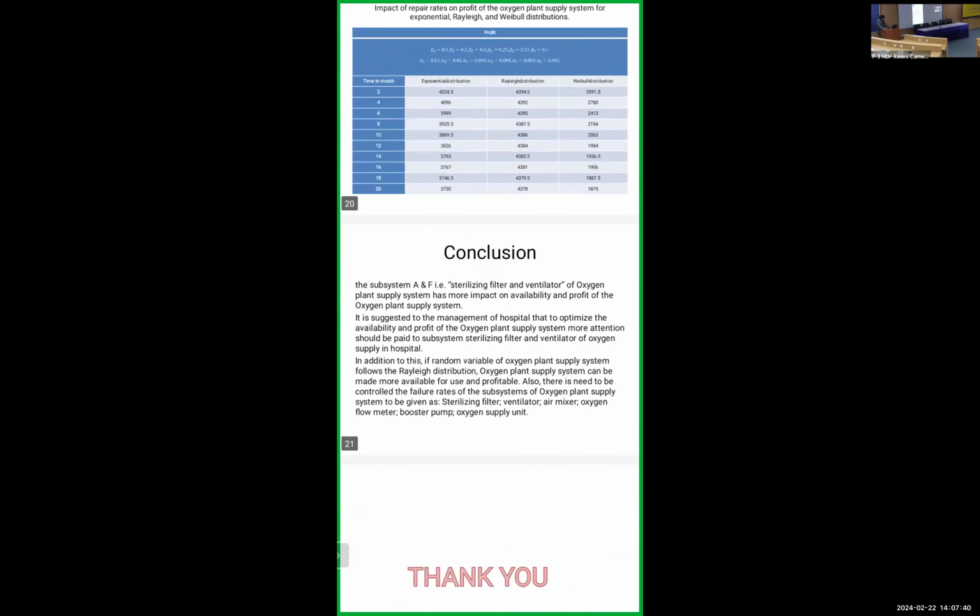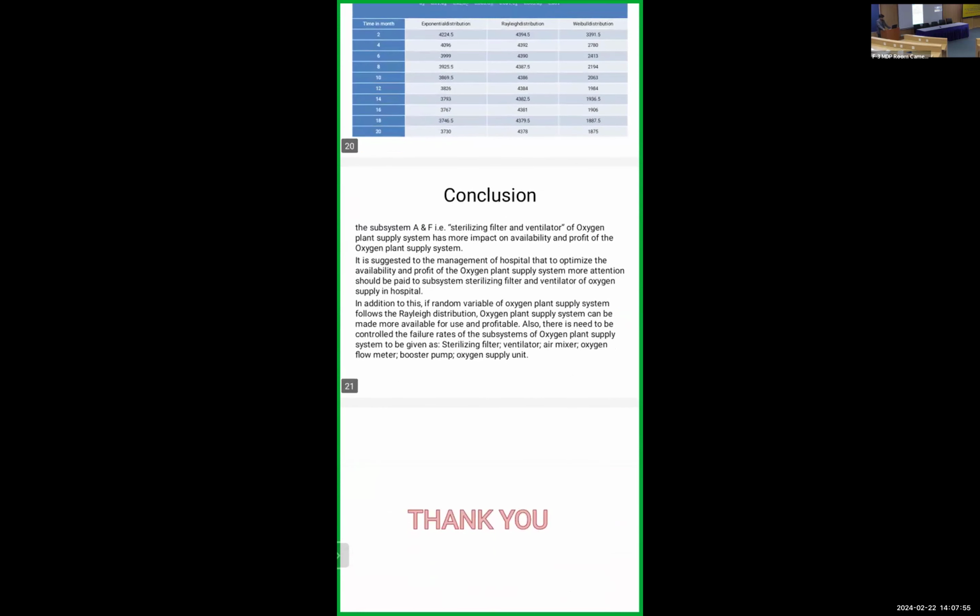The conclusion: subsystems A and F, the filters and the ventilator of the oxygen plant supply system, have more impact on the availability and the profit of the oxygen plant system. And if the random variable of the oxygen plant supply system follows the Rayleigh distribution, the system can be made more available and profitable.